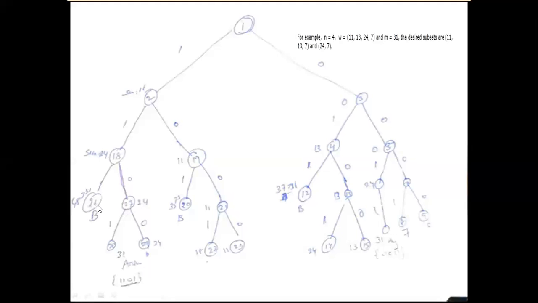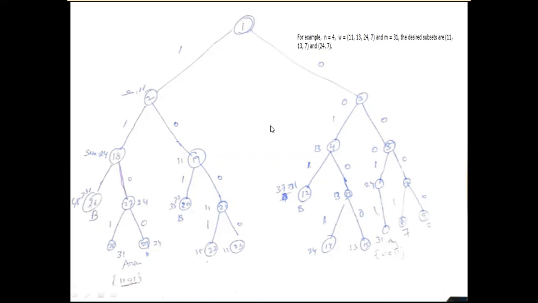But the 26th node does not satisfy the criteria function, so the 26th node is bounded. Bounded means killed. It cannot generate children any further, because 48 is greater than 31.